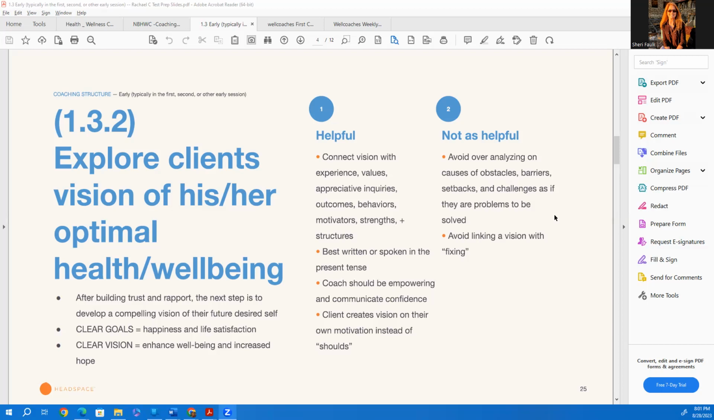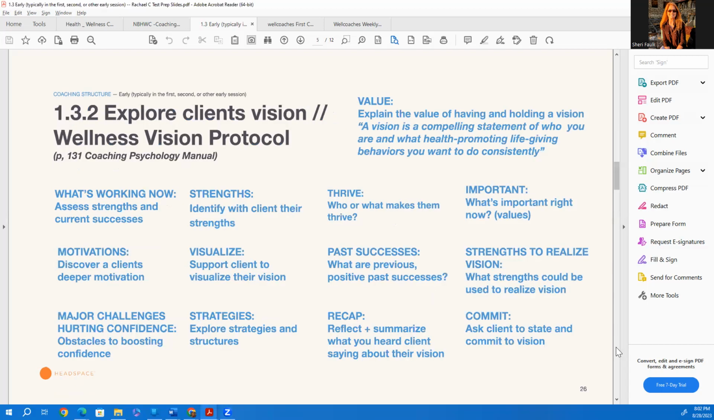So it was what would be the possible outcome. So something to keep in mind when you're doing the test questions. So she did this as an overview, and then Sandra did a great job and went specifically into this on page 131: what's working now, your strengths, what helps you thrive, importance, motivations, visualize, past successes. She went over every one of these.